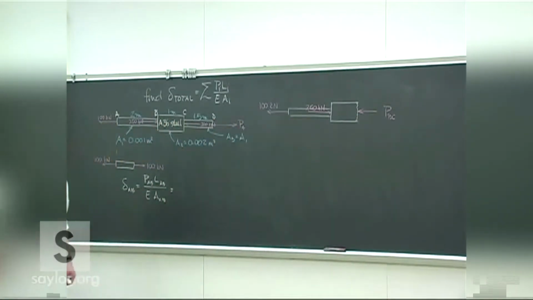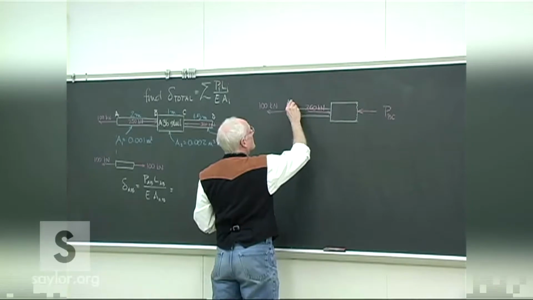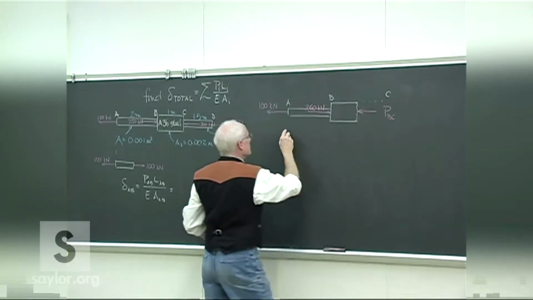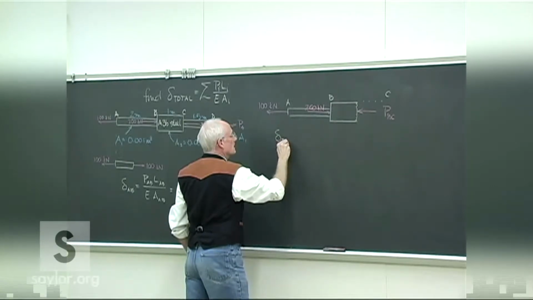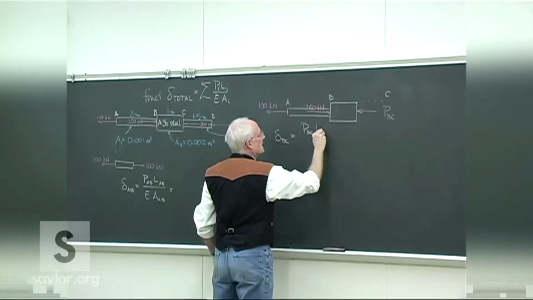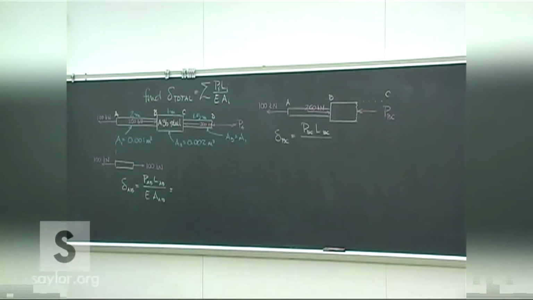And just by inspection, you can see it's in compression there because of that new load applied at that shoulder between the 2 pieces. And then we can figure out a deformation in this part, BC. Whatever load is through there times its original length, the entire original length.